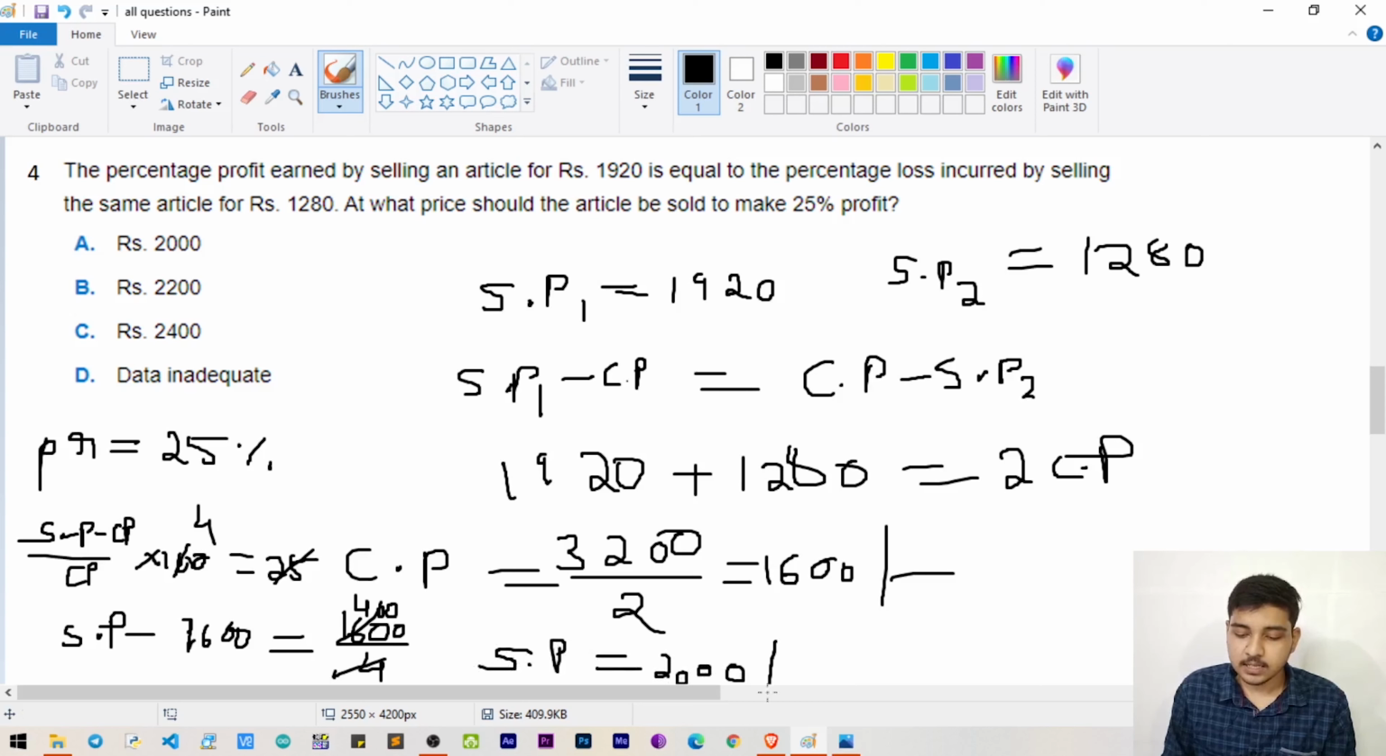So the answer is 2000, which is option A, because we need to sell the item at 2000 rupees in order to get 25% profit. So the answer is option A.